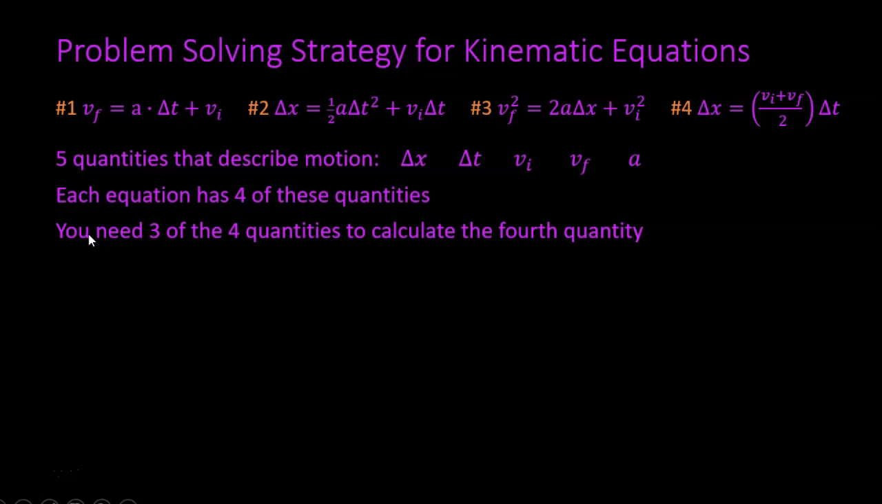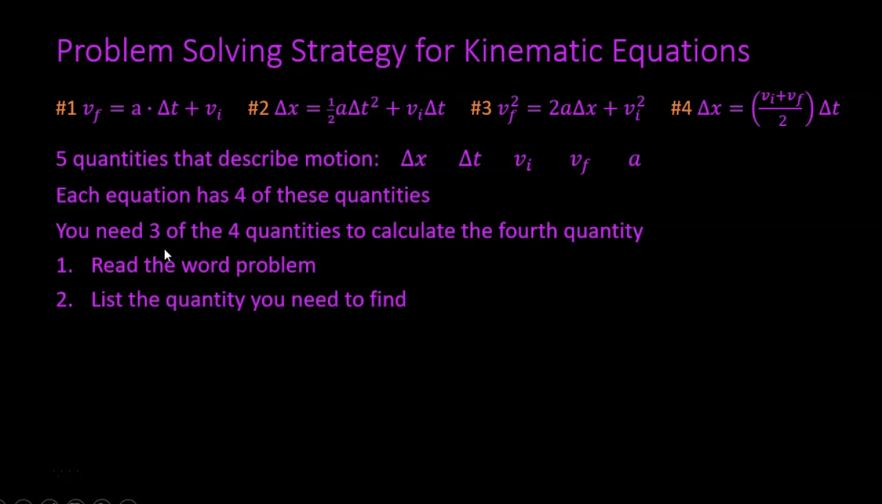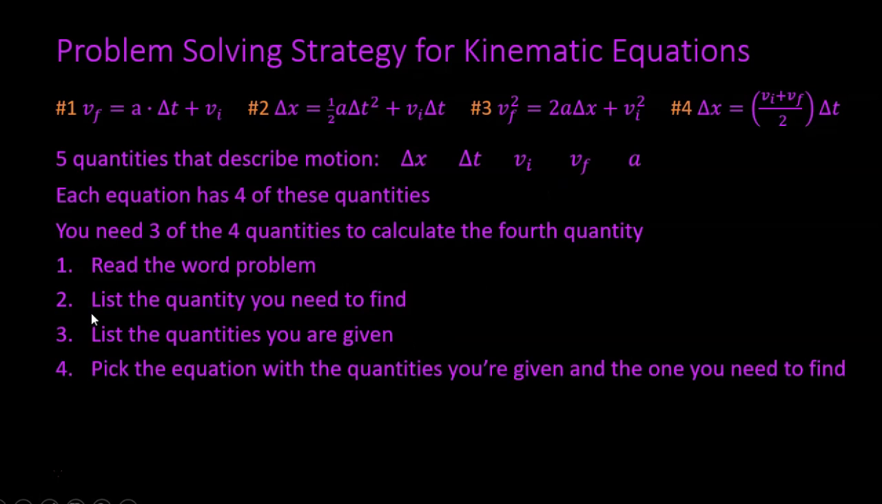So here's our step-by-step process. First, read the word problem. Second, list the quantity you need to find. In other words, that's the answer they're looking for. Third, list the quantities you're given in the word problem. So in the word problem, you're going to be given at least 3 of these quantities and then asked to find a 4th one.